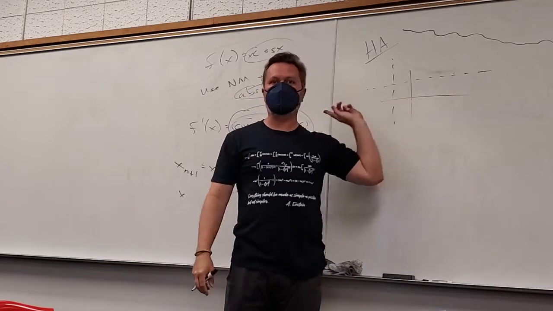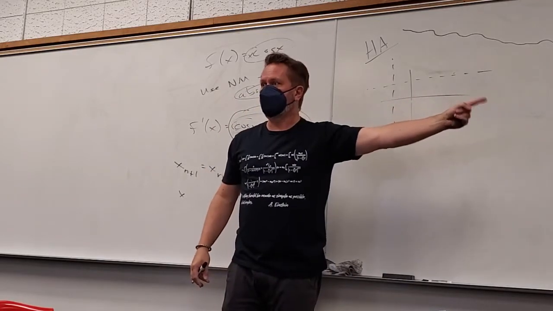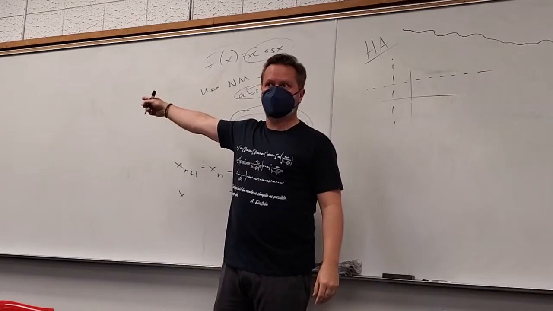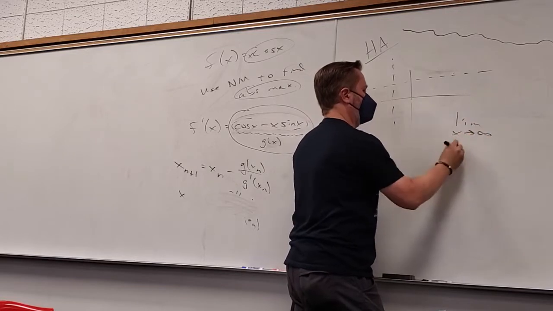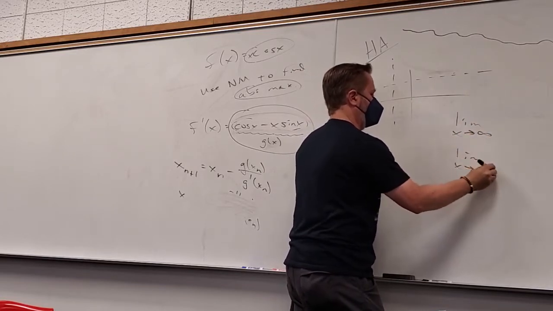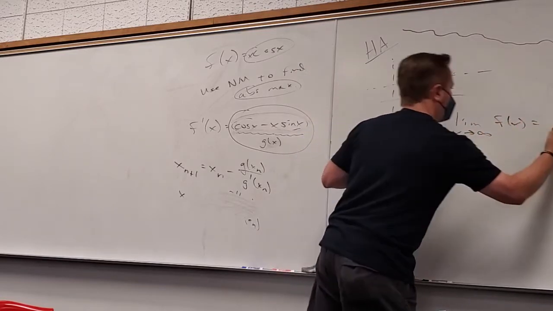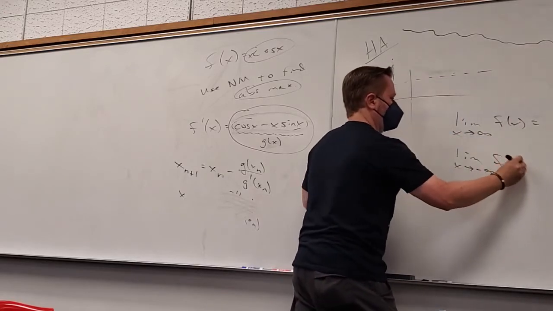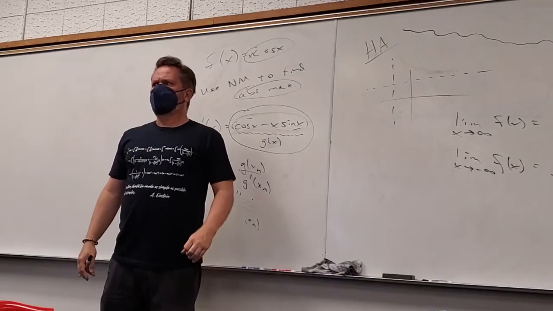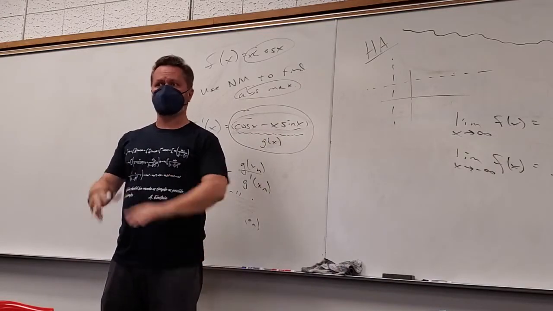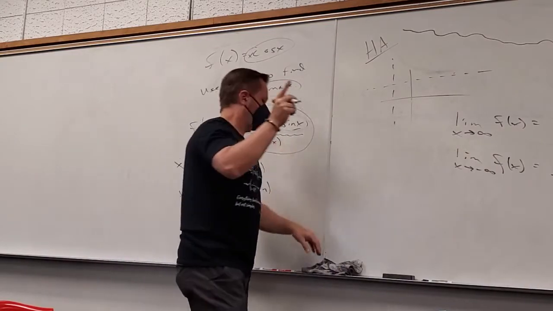When x gets really big, positive or negative. So if I take the limit as x goes to infinity or negative infinity of the function, the answer is the horizontal asymptote. That's what a horizontal asymptote is. That's why, and watch this.